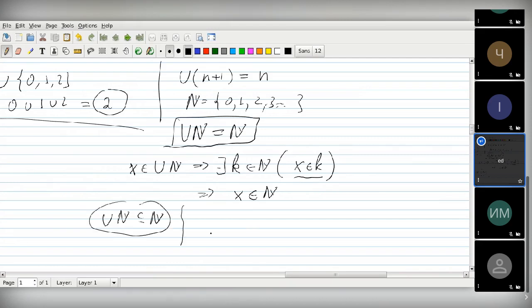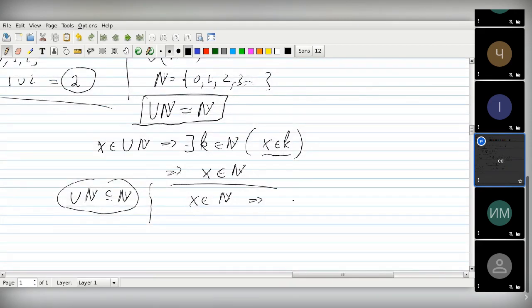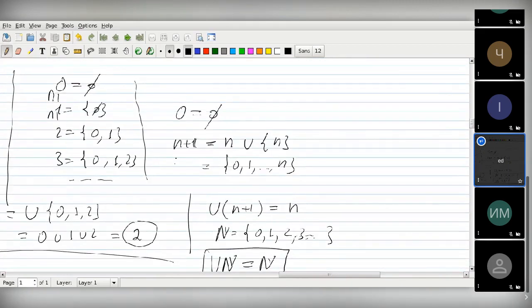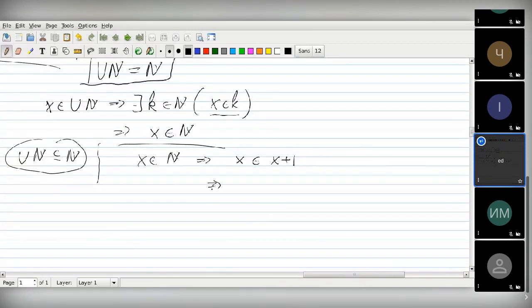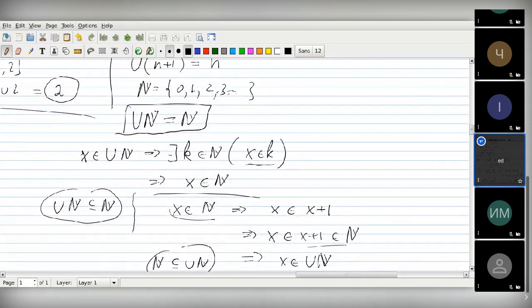And vice versa, if x is a natural number, then x is an element of the number x plus 1, because every natural number is a set of lesser numbers. So I see that x is an element of x plus 1, where x plus 1 is a natural number. So x is an element of an element. So x is an element of the union. So this set n is included into the union of n. The union of n equals n.